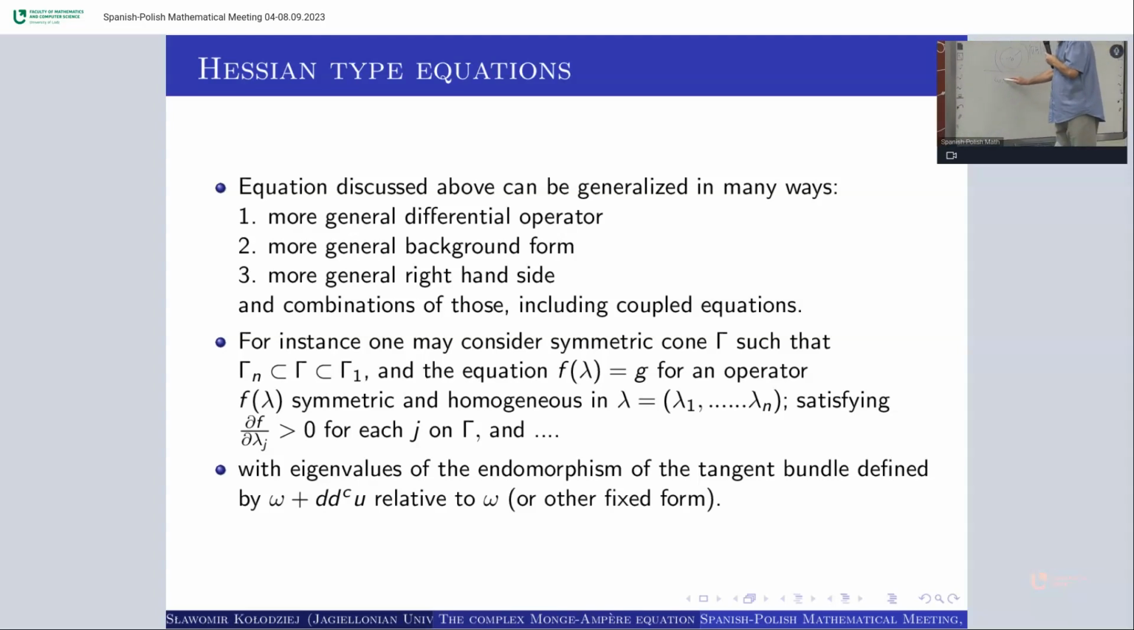for instance, if omega has coefficients g_jk and omega plus i partial-partial-bar u has coefficients, say, g tilde_jk, then you take the matrix, the inverse of the first one, composed with this one. Then this matrix has some eigenvalues, and those eigenvalues are our lambdas here.